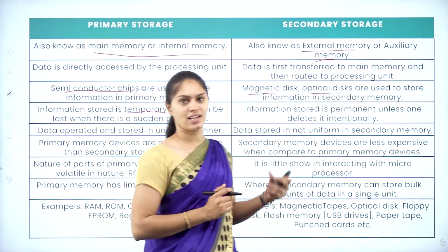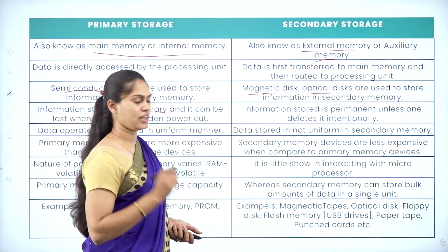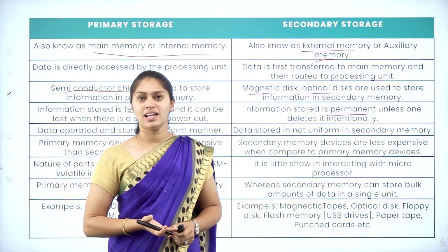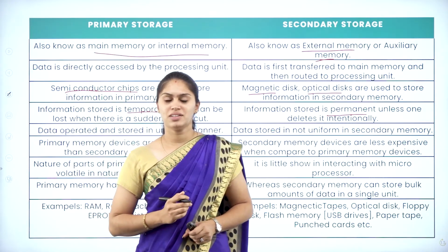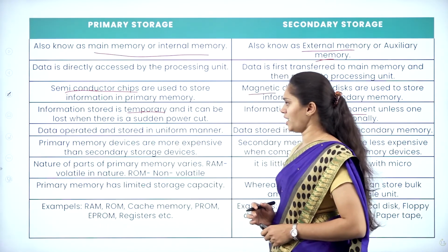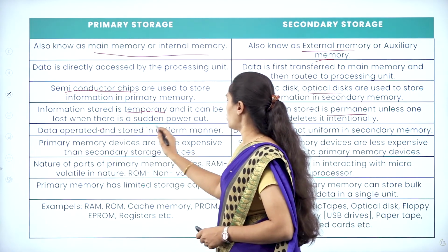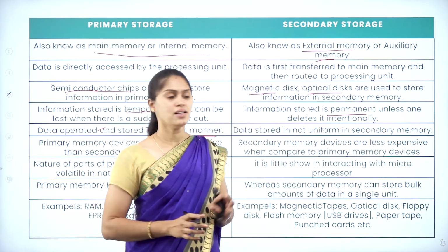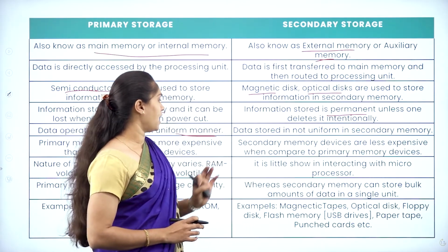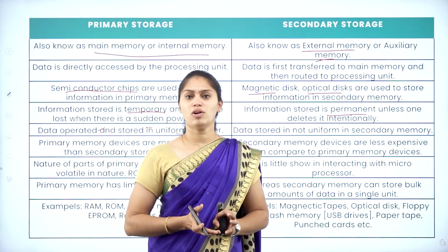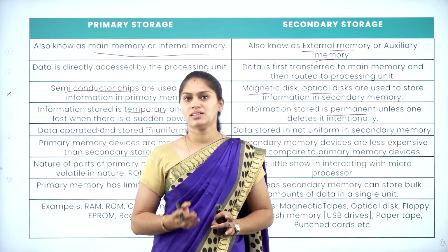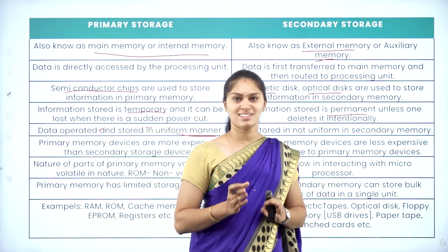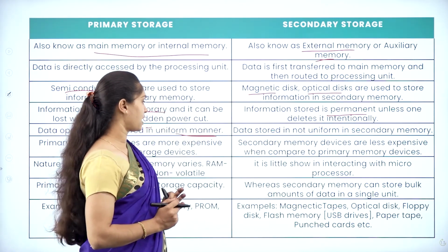But that is not the case with secondary memory. It will store the data in a permanent manner until we delete it. Okay, so that is the difference between primary and secondary memory. And here data is operated and stored in a uniform manner. That means everything will be serialized in the primary memory, but the data stored in the secondary memory is not in a uniform form. That means it is random. We can access it as we wish.